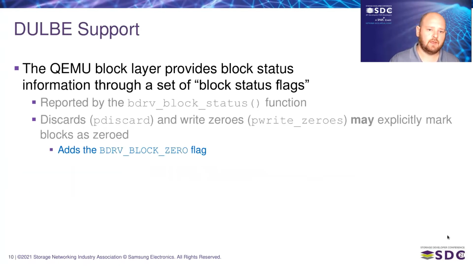So the QEMU block layer provides something called block status information through a set of block status flags. You can use the QEMU block layer to get these flags for a range of LBAs. And if you issue the discard or the write zeroes command, the pdiscard or the pwrite_zeroes in QEMU, they may explicitly mark these blocks as zero. So what we do is that we can add the BDRV_BLOCK_ZERO flag. The BDRV_BLOCK_ZERO flag tells us that it's guaranteed that we will be reading zeros back from this block.